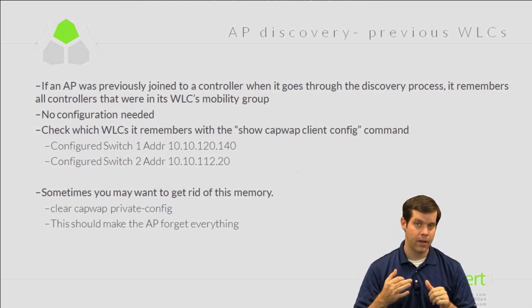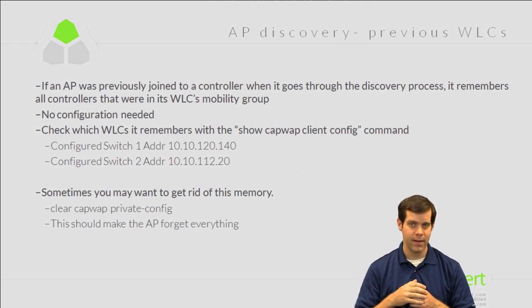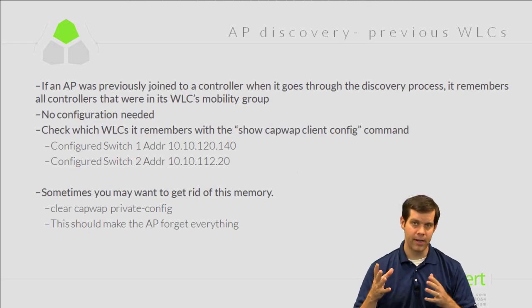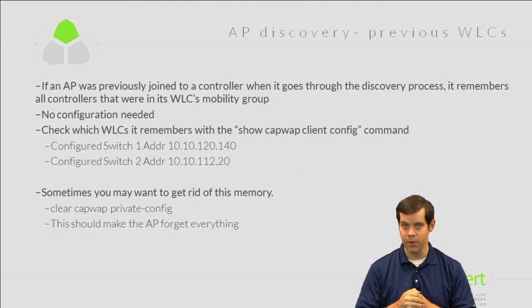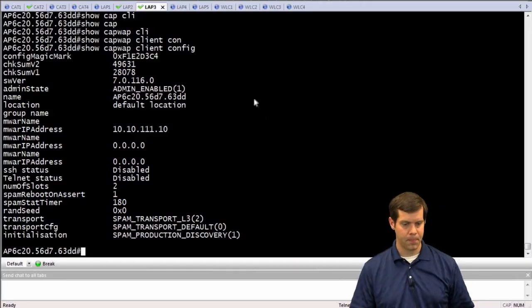This is going to make the AP forget pretty much everything. It forgets its name, forgets any primary, secondary, tertiary controllers, anything remembered about previous controllers, its mode, everything. It pretty much just puts it back to more of a factory default kind of setting before it's ever joined up to a controller. So that's the way to kind of flush out all the old stuff, start it up fresh, and then ideally it's joining up to the controllers that you're newly advertising to it. So let's try to show you this on the console.